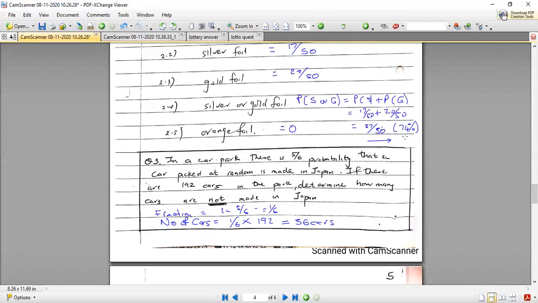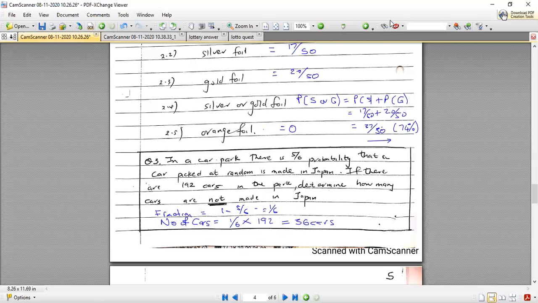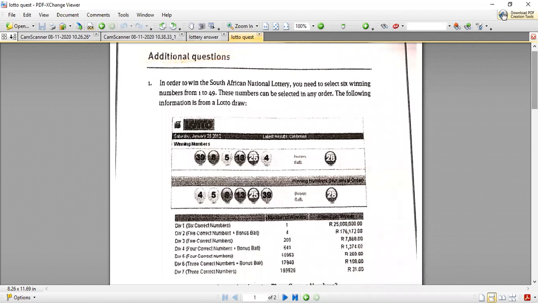Now, learners, I'm going to look at a lotto question, which, as I explained at the beginning, is part of your curriculum in probability. So let's look at this question. Right. Here we have our lotto question.